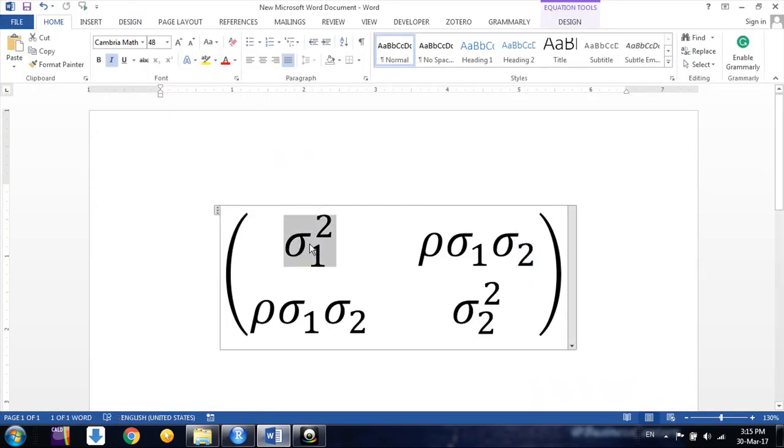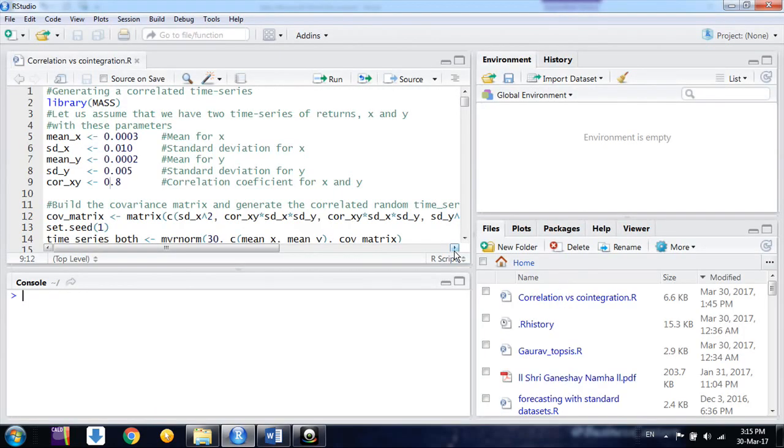Variance of first series. This is a covariance matrix which has a certain correlation between them. Sigmas are the standard deviations of both the series. Sigma 1 is for the first series and sigma 2 is the standard deviation for the second series. So this is the covariance matrix we need to generate to simulate two random correlated series.